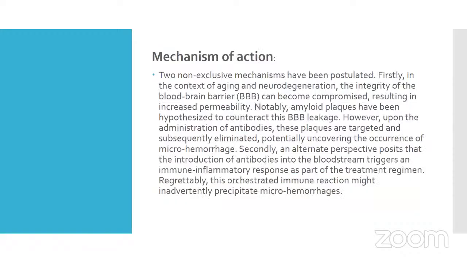Okay, so this also will lead us to the question, how does ARIA develop? What is the mechanism of action of this ARIA? I would say it is not well known, but there are some theories or postulations, either of these two. First, in the context of aging and neurodegeneration, the integrity of the blood-brain barrier becomes compromised, resulting in increased permeability, and notably, amyloid plaques have been hypothesized to counteract this blood-brain barrier leakage. However, upon the administration of these anti-amyloid antibodies, these plaques are targeted and subsequently eliminated, potentially uncovering that microhemorrhage, and that's why it will lead to that hemorrhage, which is ARIA-H.